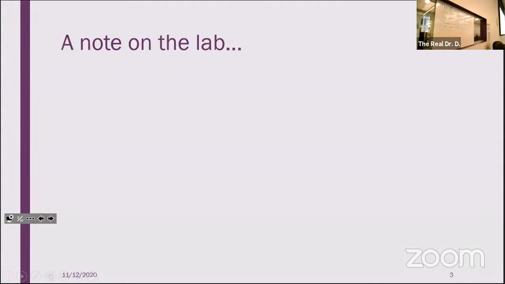But first, let's have a note on the lab. First of all, I don't know how many of you have been on LoudCloud since last class, or really since yesterday, but last night I moved the due date of the lab back to Wednesday of next week. So instead of Sunday, you can turn it in on Wednesday. So that's the first note on the lab. All right. The due date has changed.